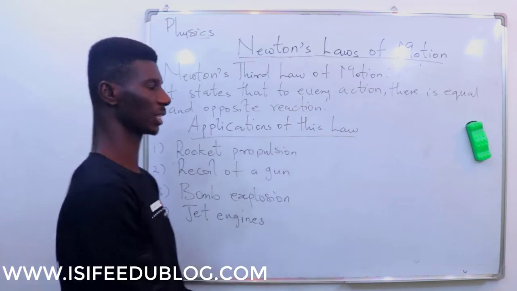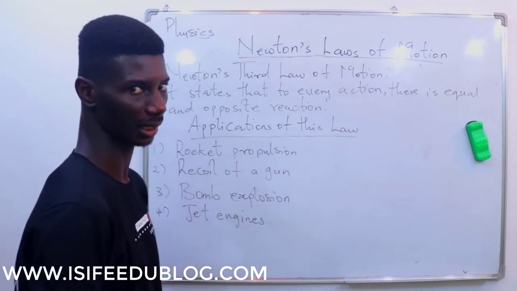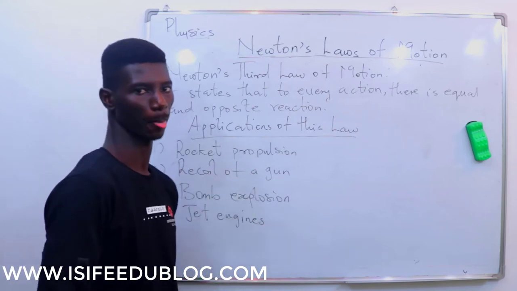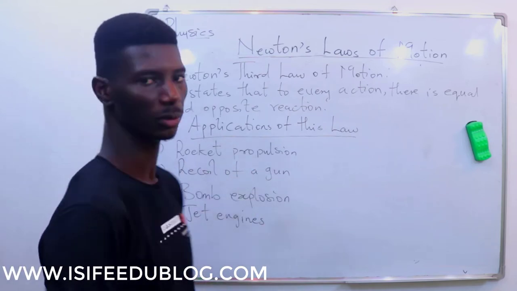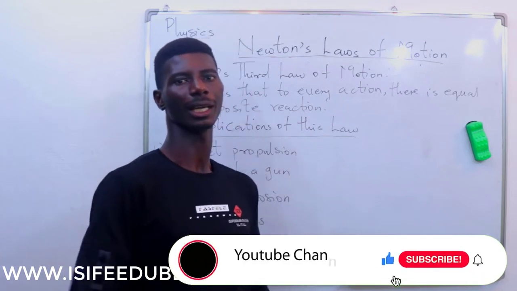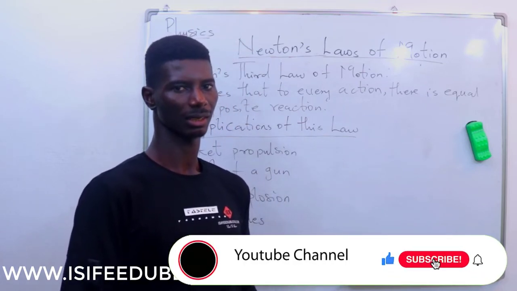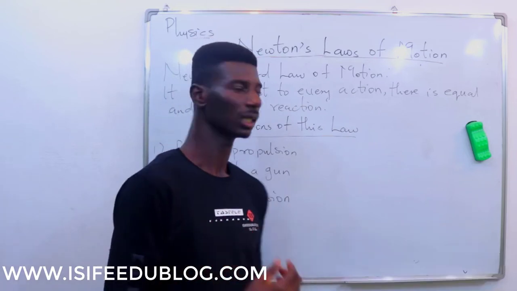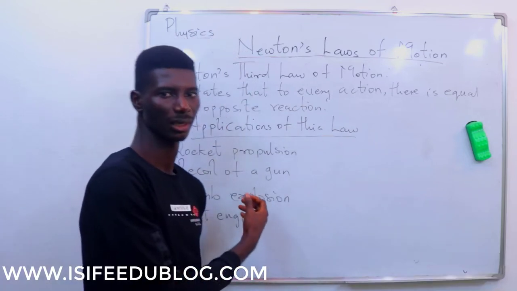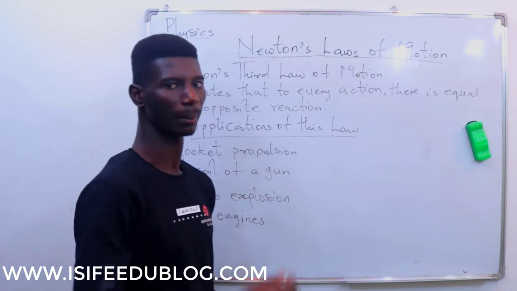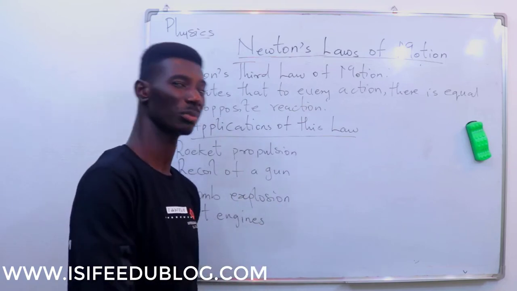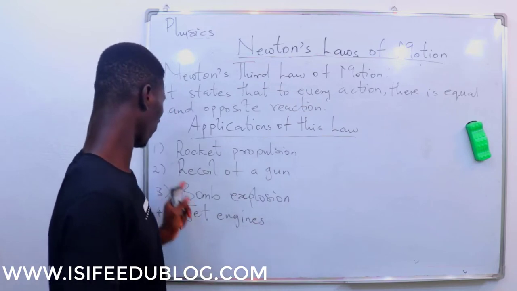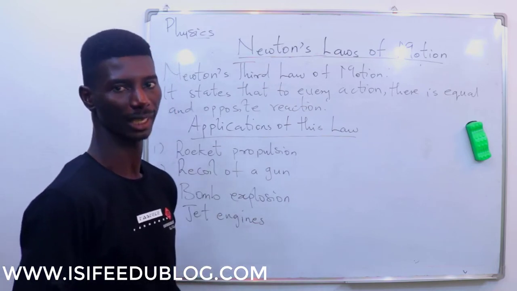Now we have applications of this law where it's seen in the sciences. For instance, here we have rocket propulsion. If you have seen a movie before a rocket is projected, you find out that the gas used in propelling the rocket will hit and bounce back, giving you an equal reaction before the rocket takes off. Very important. Then, number 2, we have the recoil of a gun.